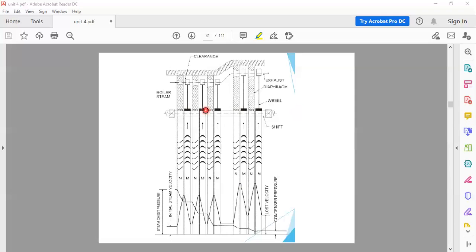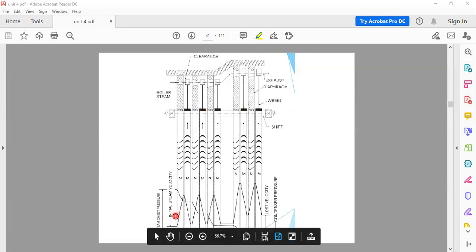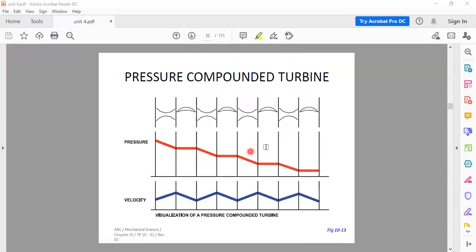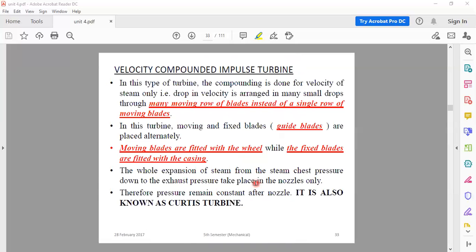See here in this diagram, same pressure increase, solid pressure decrease in nozzle and kinetic energy increase. In this way, we have control pressure, velocity, and speed of the turbine. So pressure compounded turbine, here pressure compounded means controlling the pressure and speed of the turbine, that is called pressure compounded.